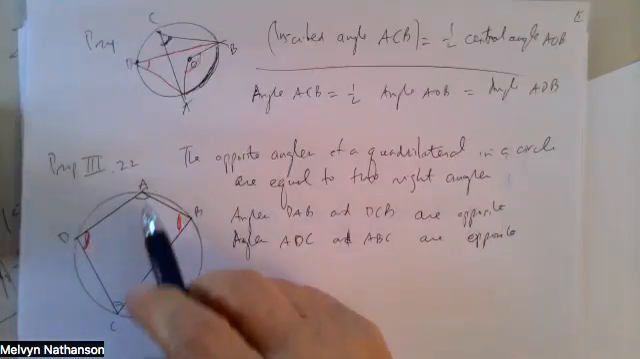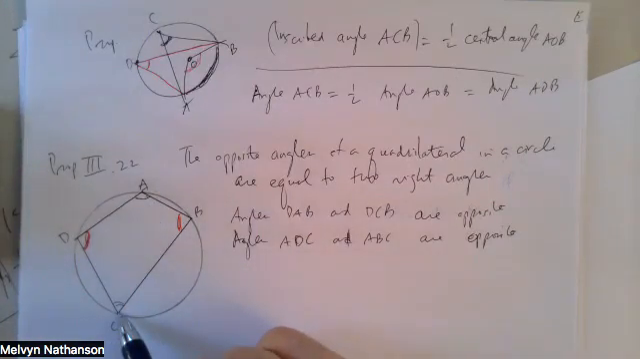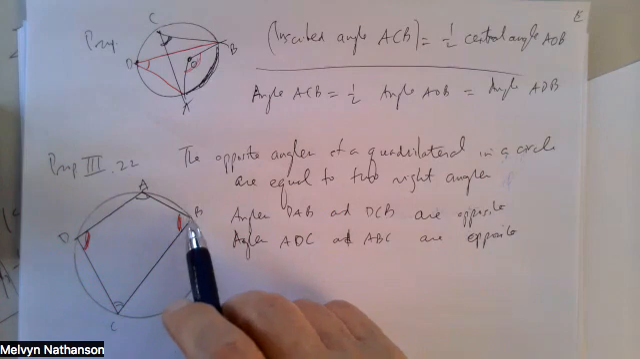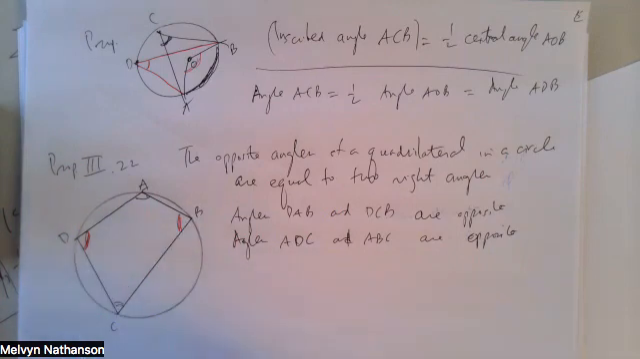So the proposition says that angle A plus angle C add up to 2 right angles, and angle B plus angle D also add up to 2 right angles. Now, how do we prove this result?